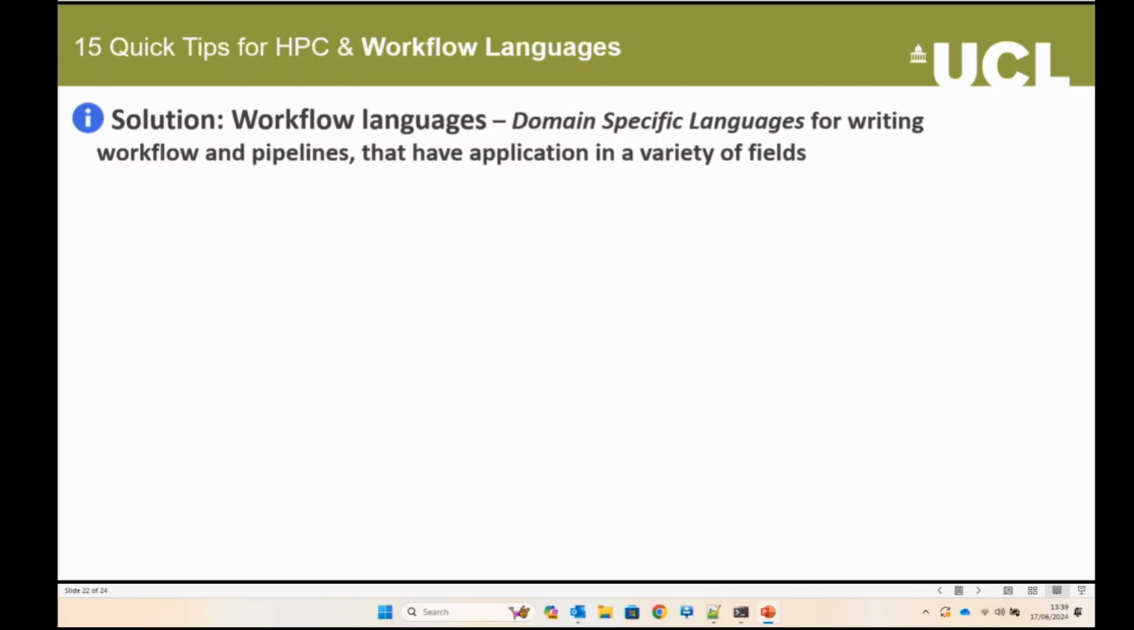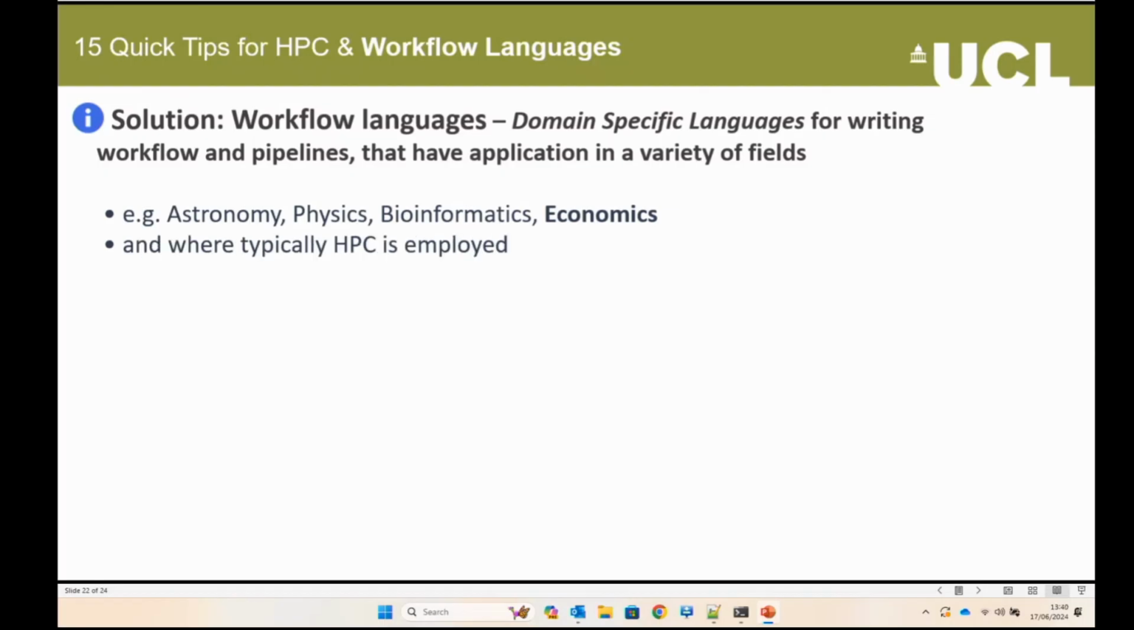So the solution, as I've already mentioned, is workflow languages, domain-specific languages for writing workflows and pipelines that have application in a variety of fields: astronomy, physics, bioinformatics, and economics are typical examples. I think this is an area where James Hetherington is somewhat of an expert, because I think he used to run Software Carpentry on domain-specific languages work.